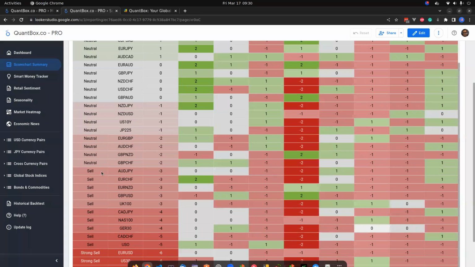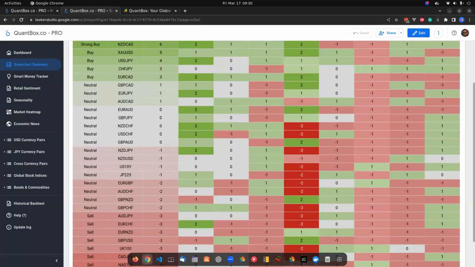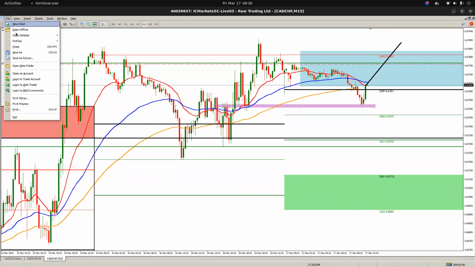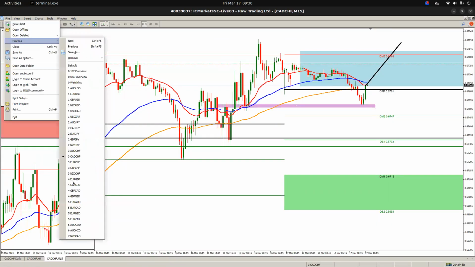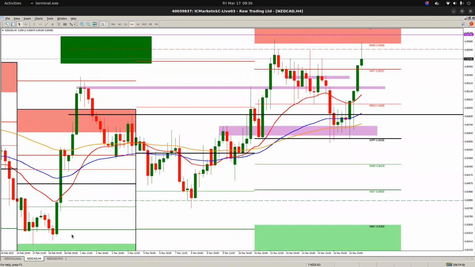Alrighty then. What else we got? Let's take a look. So our strong buy is Kiwi CAD. Let's have a look at Kiwi CAD quickly. What do we got? Kiwi CAD coming through strong buy. No. Completely out of position. Price came at the top of the range over here. I think we spoke about this. Yeah, we did. We outlined that a few days ago.